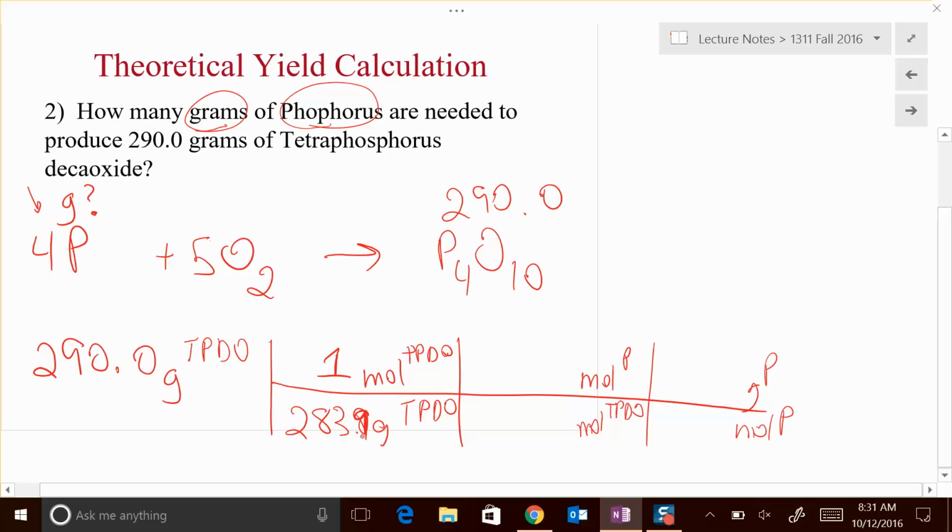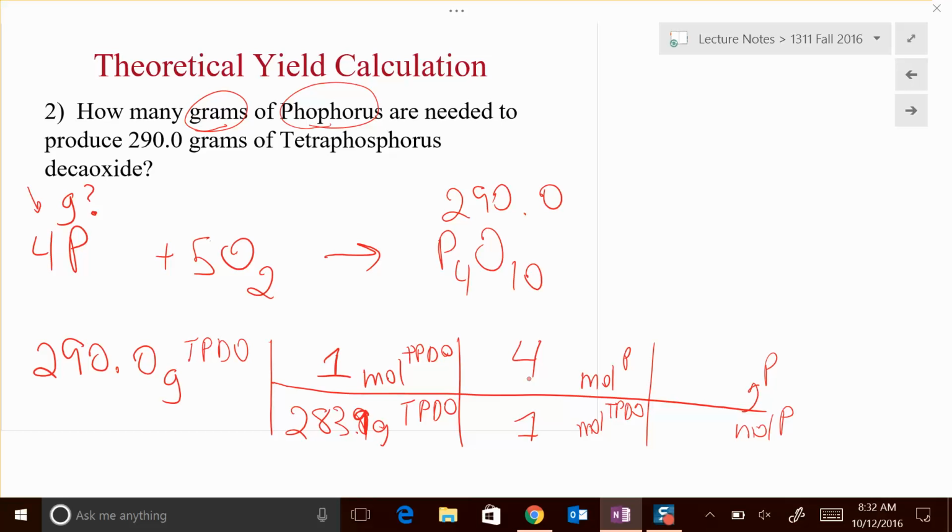Now, this is a stoichiometric relationship. The balanced chemical equation tells me the relationship between moles of phosphorus to the moles of tetraphosphorus decaoxide. How many of these will produce how many of these? Okay? That's what we're looking at. So 1 tetraphosphorus decaoxide is produced from every 4 moles of phosphorus. Okay? That's what the coefficients are doing for me. They're telling me the relationship.